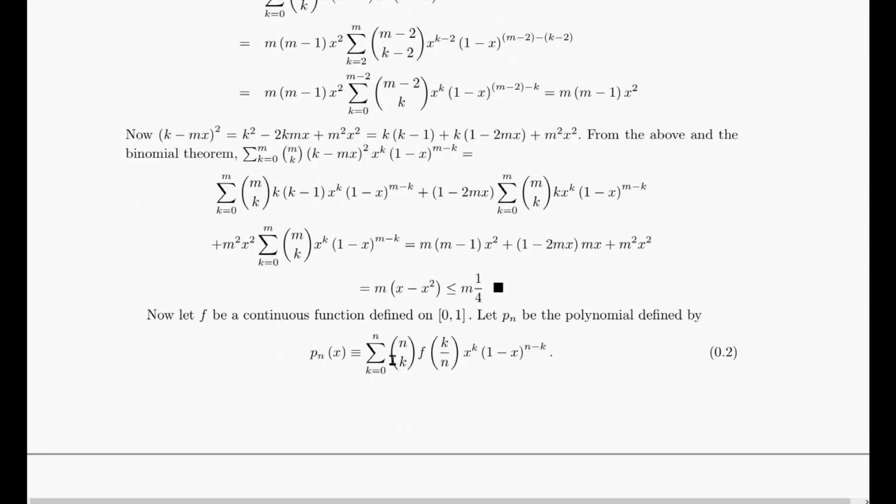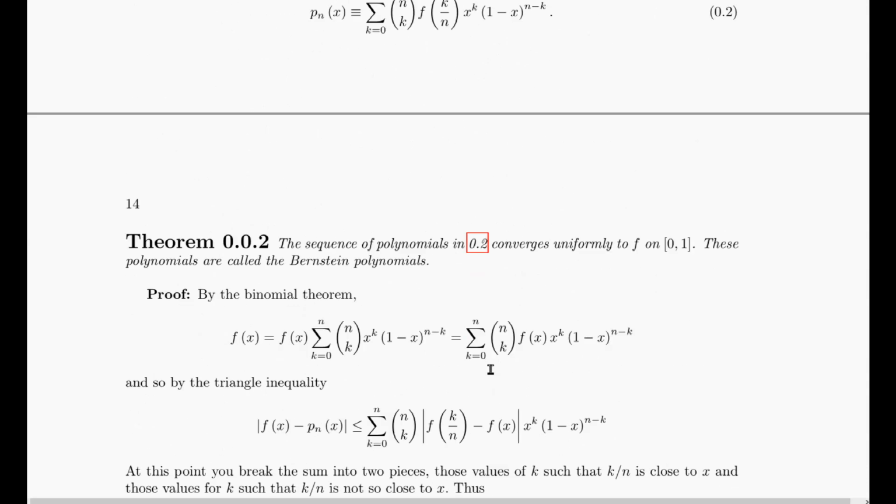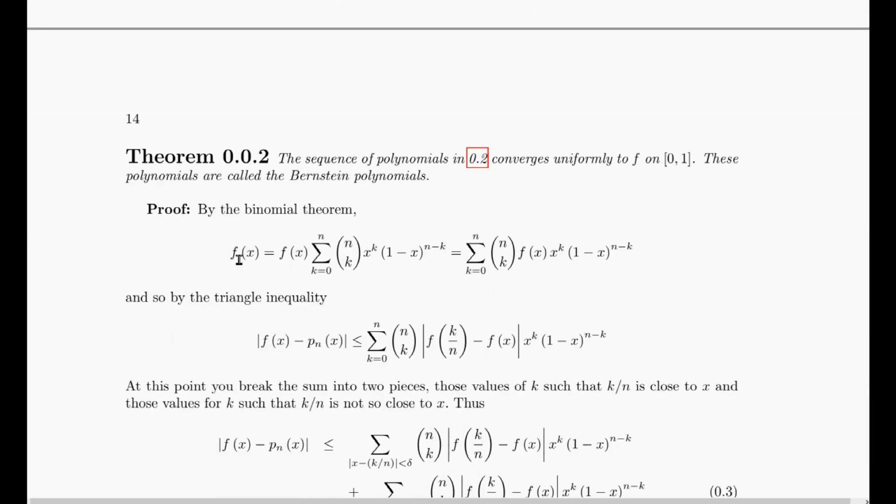Okay, the Bernstein polynomials are right here. We have a continuous function defined on the closed interval from 0 up to 1. P_n is going to be this. So you have f(k/n), x^k, (1 - x)^(n-k). Okay, so then your f(x) is equal to f(x) times all this. Why? Well, because all this is just a fancy way of writing 1. So I move the f(x) inside here.